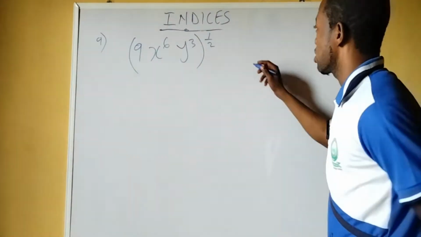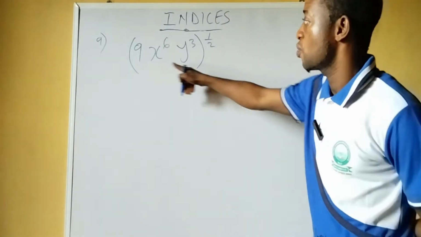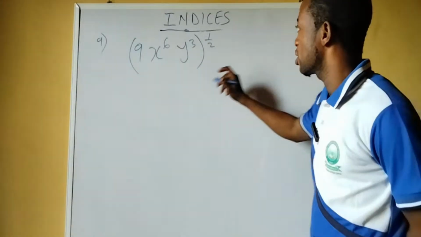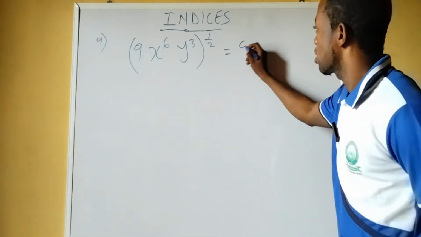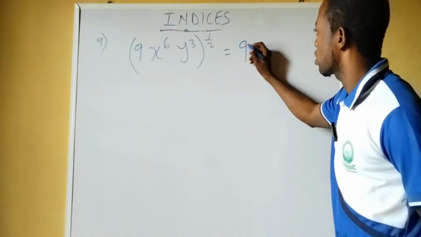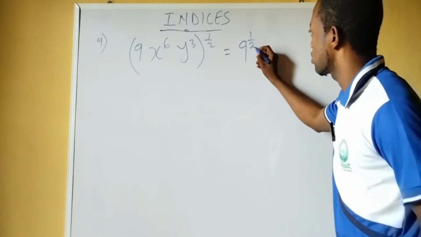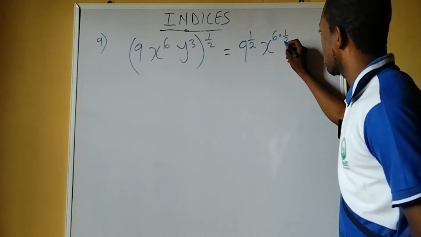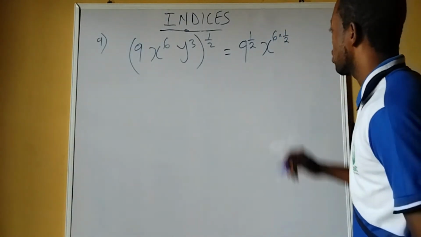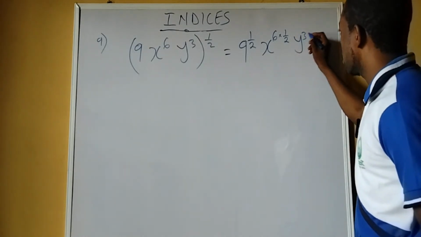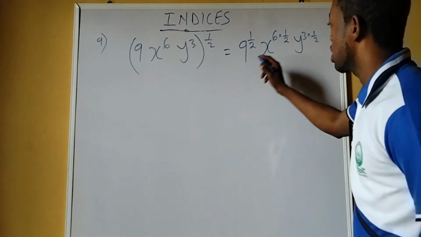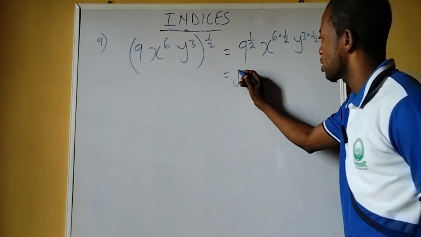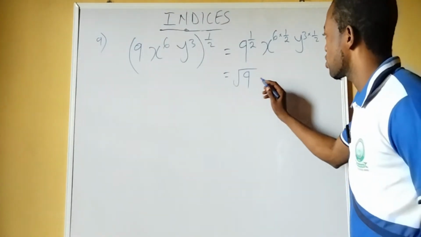Now, in the same way, 1 over 2 here will affect 9, x raised to power 6, y raised to power 3. Then what we have here becomes 9 raised to power half, then x raised to power 6 times 1 over 2, then y raised to power 3 also times 1 over 2. Then when we simplify here, 9 raised to power half is the square root of 9, the fractional index.